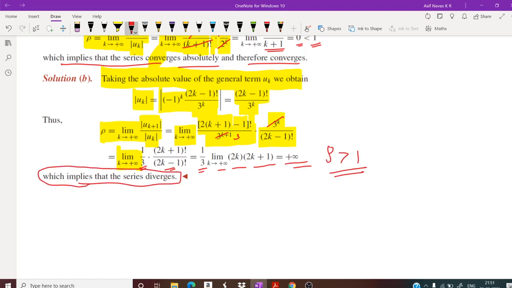So that is the importance. So the series directly diverges, it is divergent. Okay. So that means the series is not conditionally convergent.